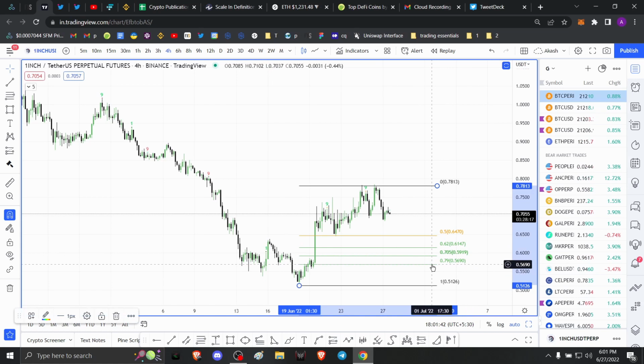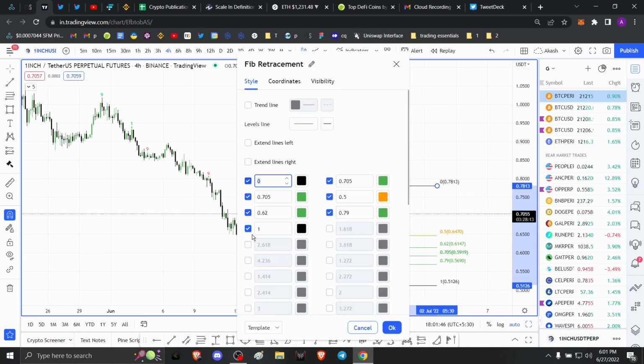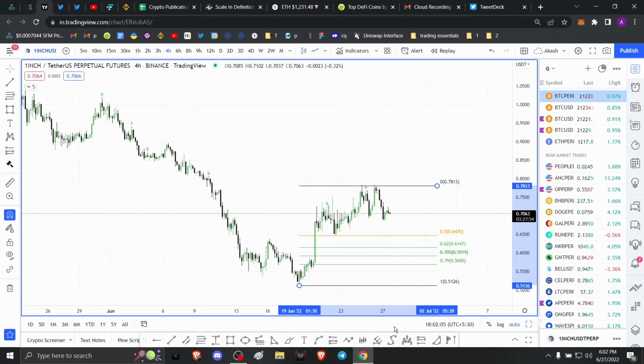So if you look at my Fib, these are my settings. There's 0, 1, 0.5. These are the 3 important ones that I need to have. After that, you have 3 other levels: 0.62, 0.705, 0.79. Once you have these selected, you basically get this.